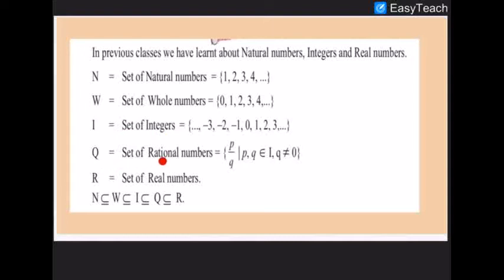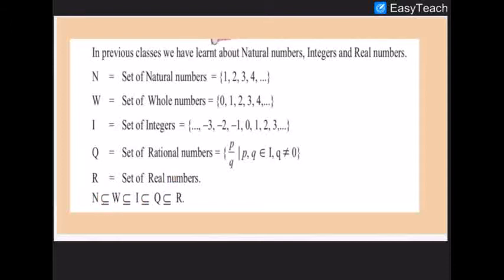And next is the set of rational numbers represented as Q, and all the fractions in the form P by Q, where P and Q belong to integers, can be called rational numbers. So it is represented as Q, and the set of real numbers represented as R. All these number systems, natural numbers, whole numbers, integers, rational numbers, come under the set of real numbers.